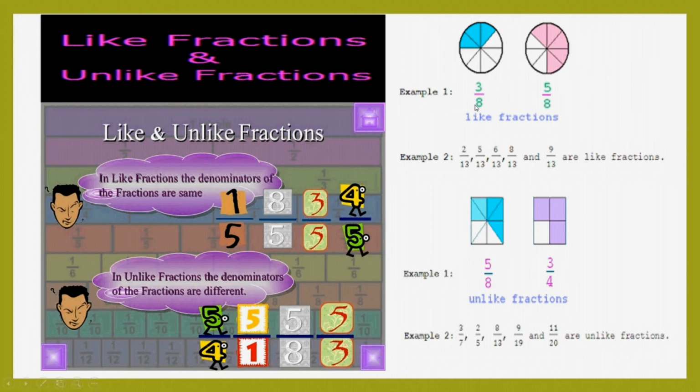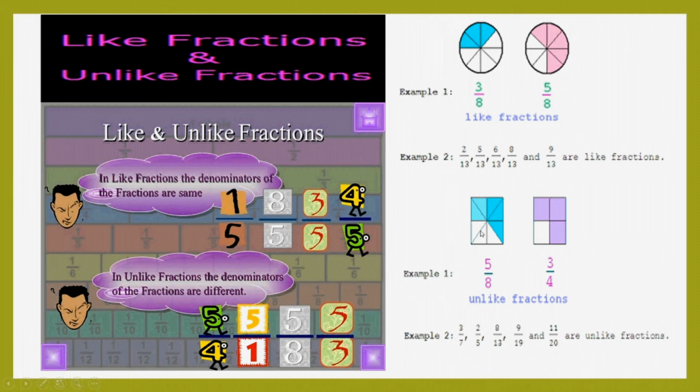Let us see some examples. Here, out of 8 parts, 3 parts are shaded, so the fraction is 3 by 8. And here, out of 8 parts, 5 parts are shaded, so the fraction is 5 by 8. Here both have the same denominator, so they are like fractions. Similarly, here all these fractions have the same denominator 13, so these are also like fractions.